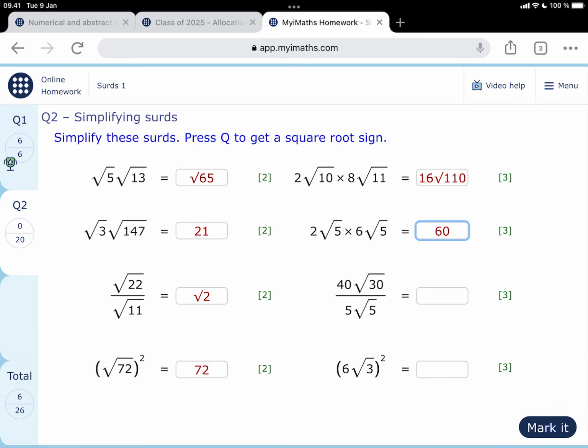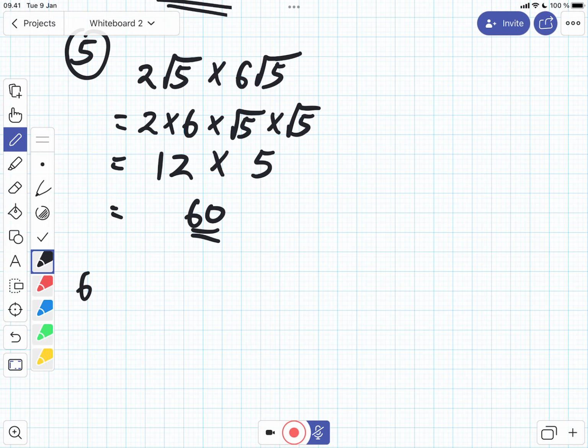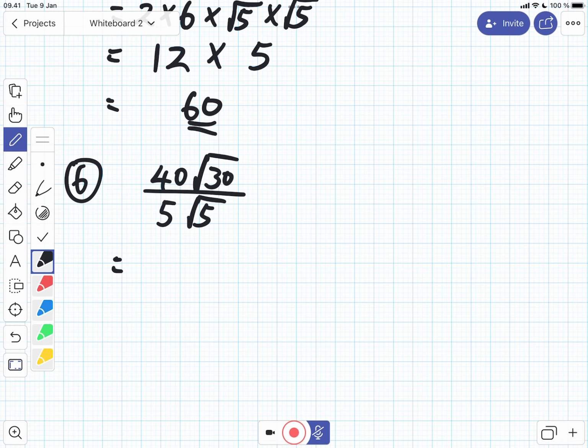Okay, the next one. 40 root 30 divided by 5 root 5. Okay, well, we can treat the regular numbers and the square roots separately here. So 40 divided by 5 is 8, and the square root of 30 divided by the square root of 5 is the square root of 30 divided by 5, which is 6. So it's 8 times the square root of 6.